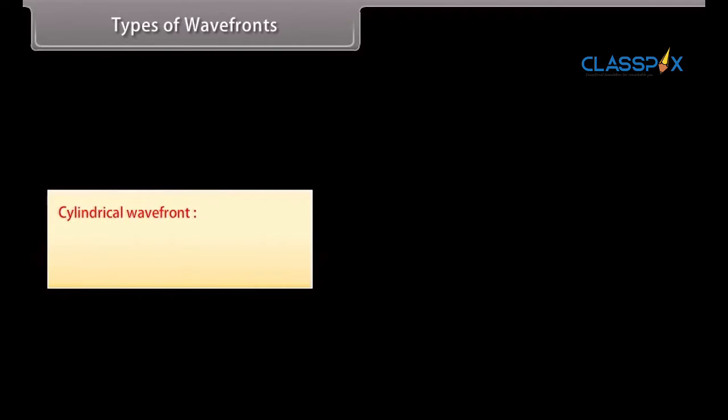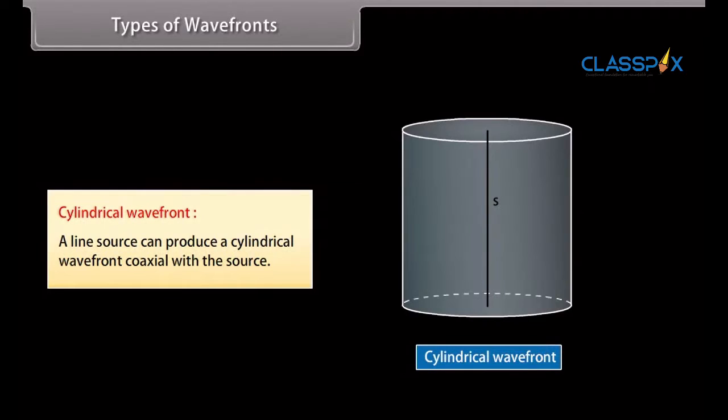Cylindrical wave front. A line source can produce a cylindrical wave front coaxial with the source.